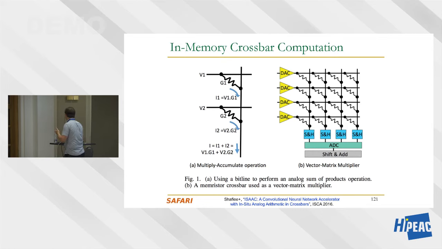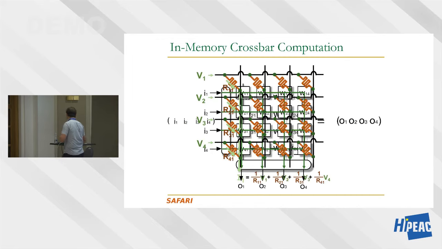In this case, it's I1 plus I2, and I1 is voltage times conductance over here and voltage times conductance over here. You can actually generalize this, so you basically have a vector multiply with this column over here, and then the result is over here. Let me actually animate it very quickly.